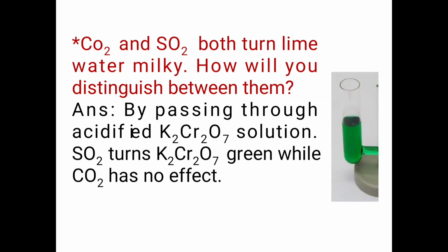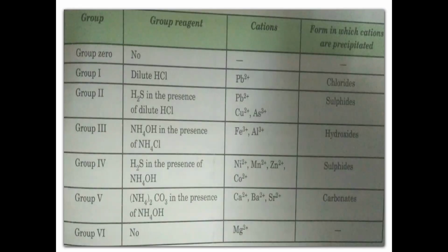Carbon dioxide and sulfur dioxide both turn lime water milky. How will you distinguish them? By passing through acidified potassium dichromate solution, sulfur dioxide turns potassium dichromate green while carbon dioxide has no effect.